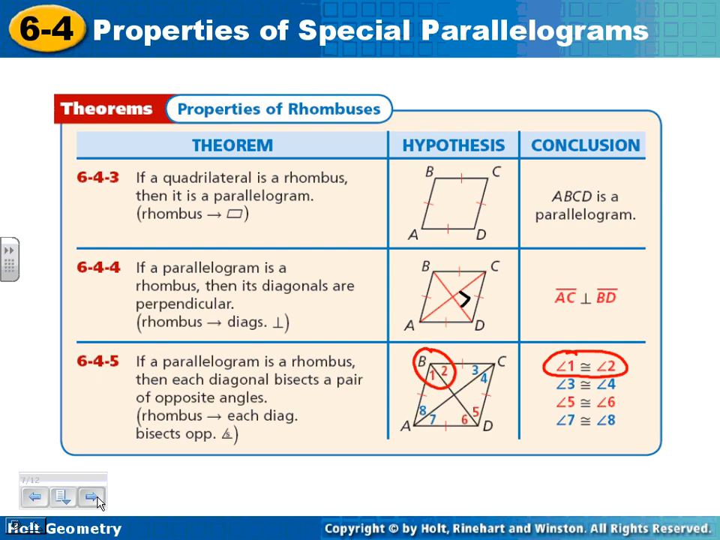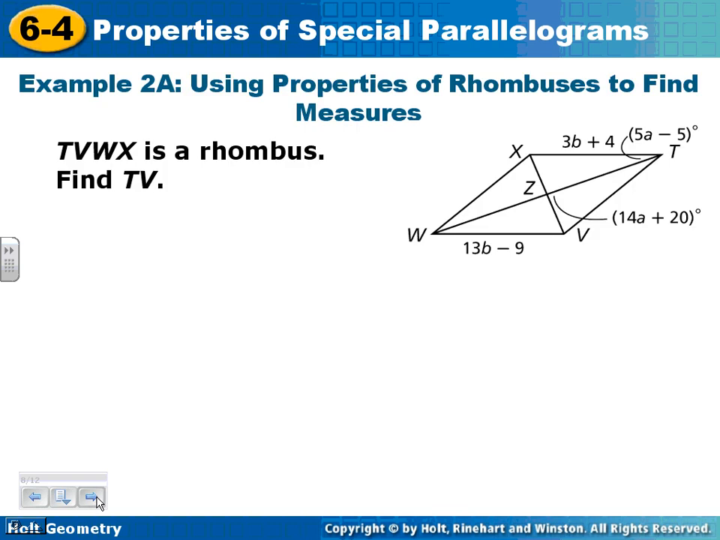With that said, let's check out this example. TVWX is a rhombus. Find TV. Well, that's not short for television. Let's go find it. TV would be this length on this right-hand side. Well, do I have another side somewhere?